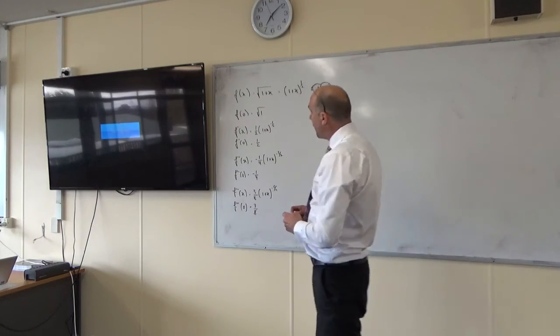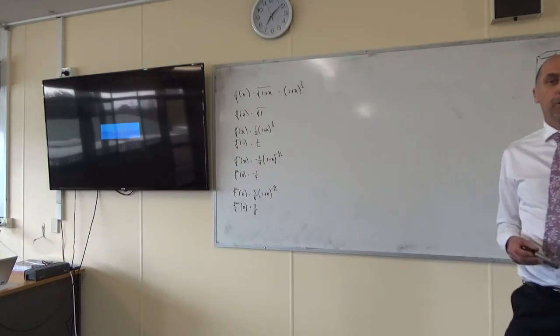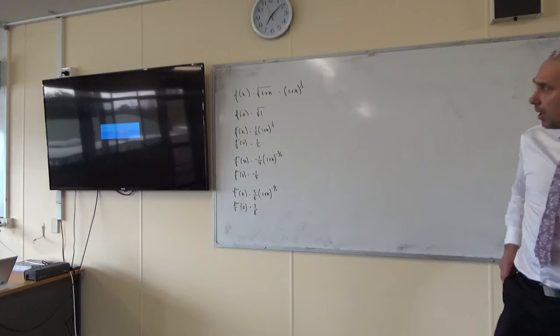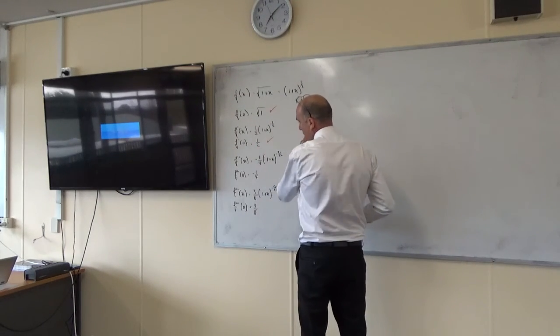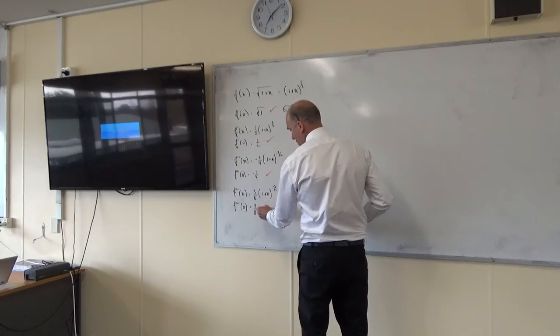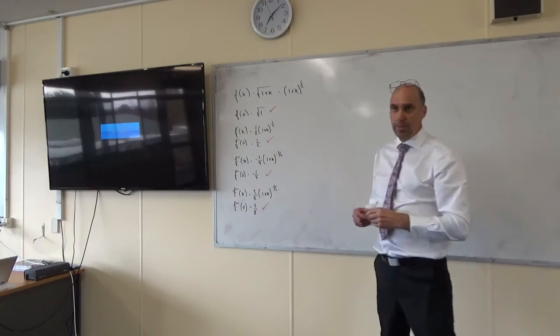So it says find the first 4 non-zero terms. So that's a non-zero term, this is a non-zero term, that's a non-zero term, and that's a non-zero term.